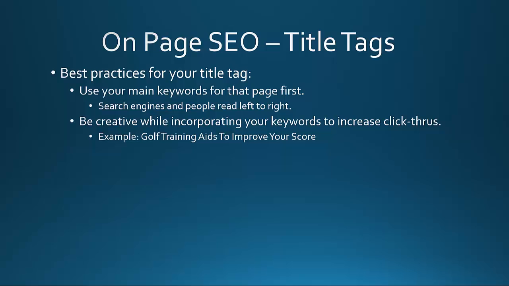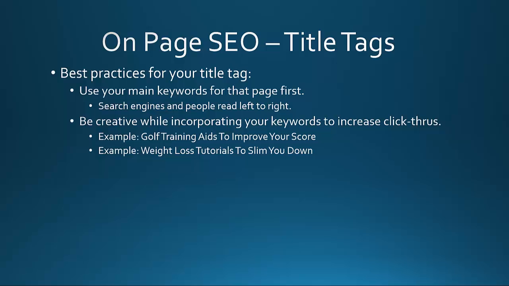So for example, golf training aids to improve your score. That's a really good title tag because it gives people an incentive. They're not just seeing golf training aids, but they're getting golf training aids that might improve their score. Or dating success tips that may change your life. Or dating success tips dash free ebook or something like that that's going to make them jump out.